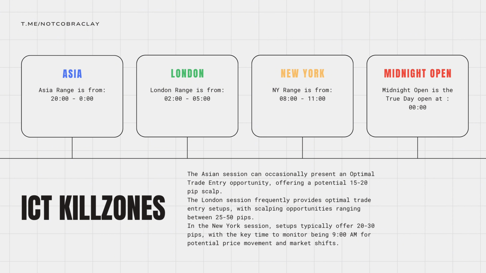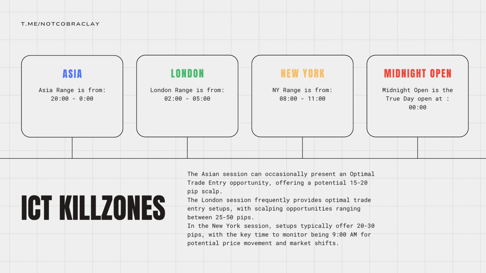The Asian session can occasionally present an optimal trade entry opportunity, okay, so occasionally, offering a potential 15 to 20 pip scalp. If you measure it, forex pairs will most likely give you something around that, maybe even bigger movements if you trade GBP pairs or JPY pairs, because JPY pairs tend to be more volatile around the Asia session because there are Asian, Korean, and Chinese pairs, and that's when the banks are active.